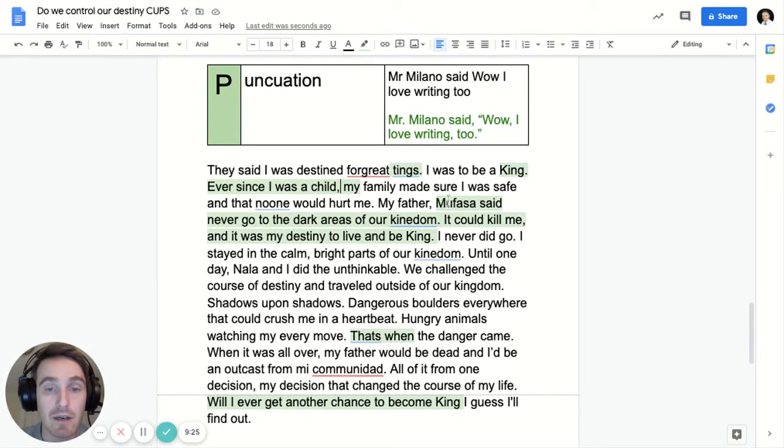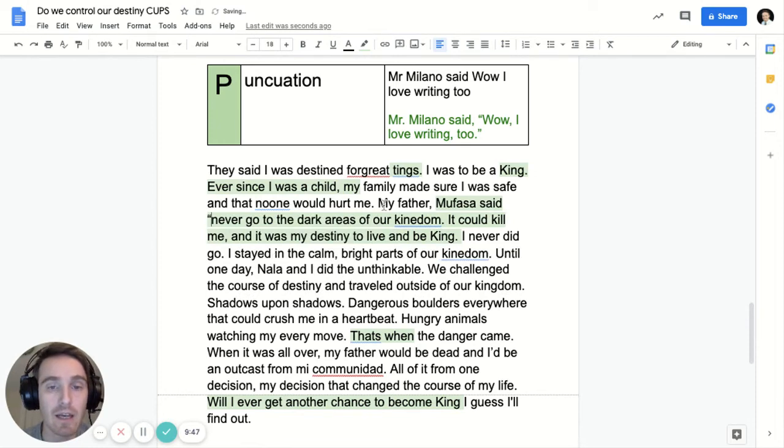Okay, "My father Mufasa said, 'Never go into the dark areas of our kingdom.'" This is a quote, and when you are writing and you're including dialogue or text evidence, anything that involves a direct quote of someone else, you always need to use quotation marks. "Mufasa said," quotation mark at the beginning, and then a quotation mark all the way at the end. Always make sure you have a quotation mark at the beginning, and one at the end.